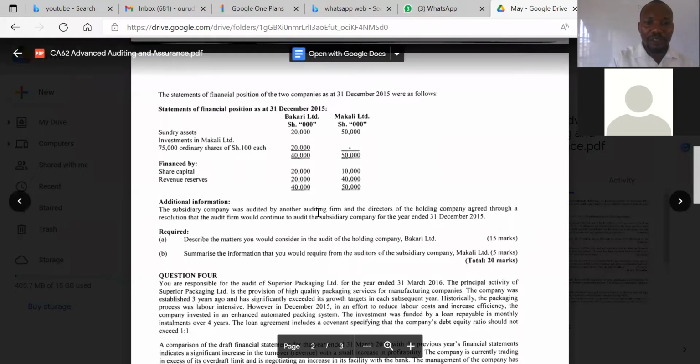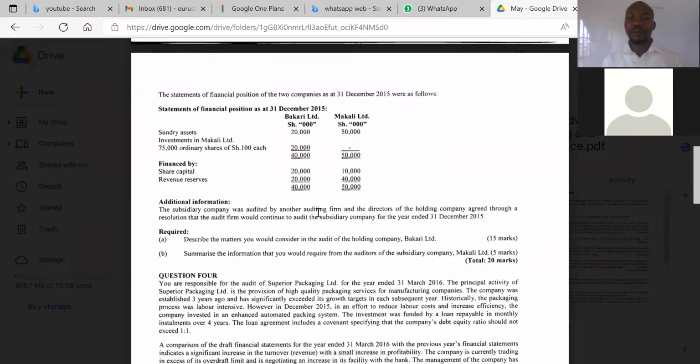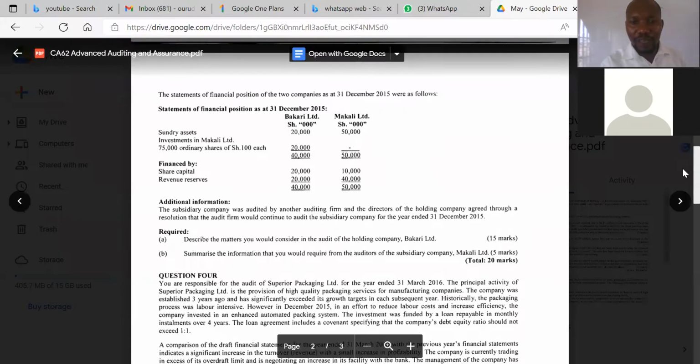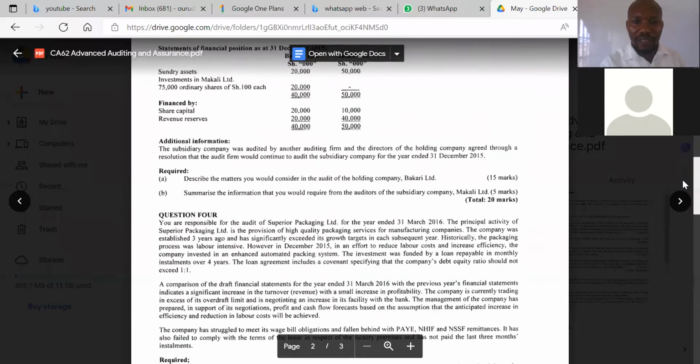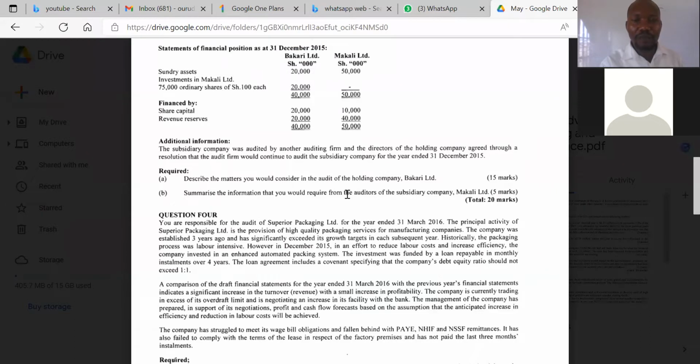Now, the subsidiary company was audited by another audit firm, and the directors of the holding company agreed through a resolution that the audit firm will continue to audit the subsidiary company for the year ended 2015. It was acquired in June, and they are going to audit for the year ended December 2015. So they have two different audit firms. This is exactly the example I've given. Describe the matters you consider in the audit of the holding company, Bakari.